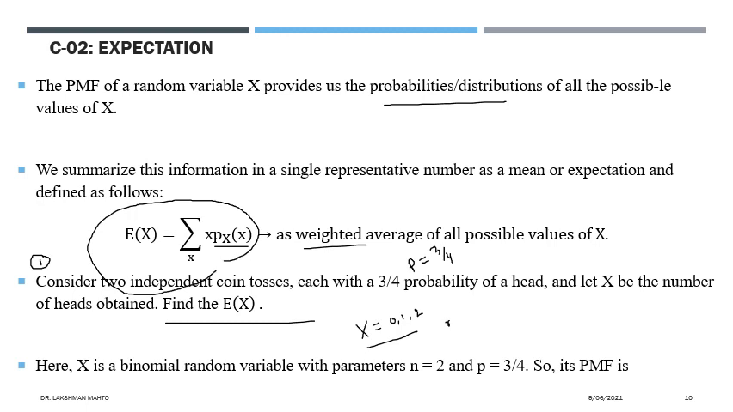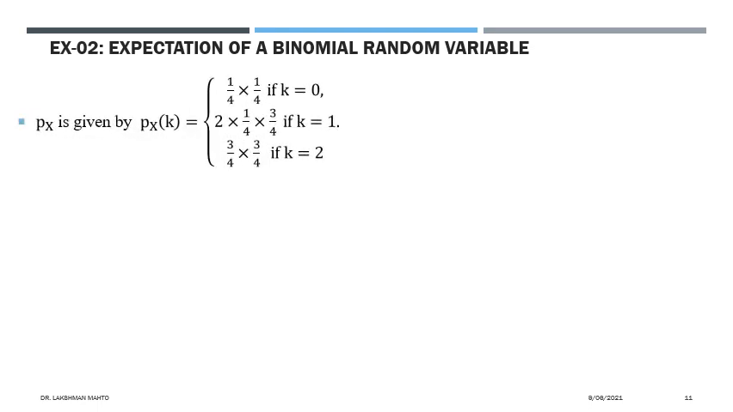Now, if x takes these three values, what is the probability mass function? To know it, we first have to see which parameters are involved. One is the number of tosses, which is 2, and the other is the probability of success, 3 by 4. Both are given here, so easily we can define the probability mass function for this binomial random variable. When k equals 0, it is associated with getting tails in both tosses. The probability of a single tail is 1 by 4, and the probability of a tail in the second toss is also 1 by 4, and both happen jointly.